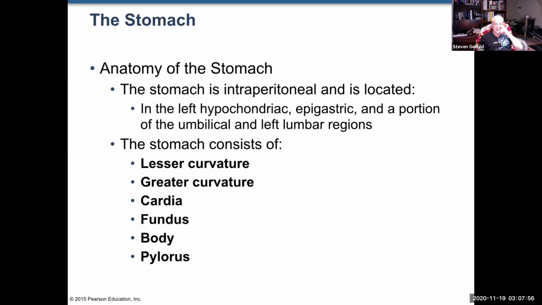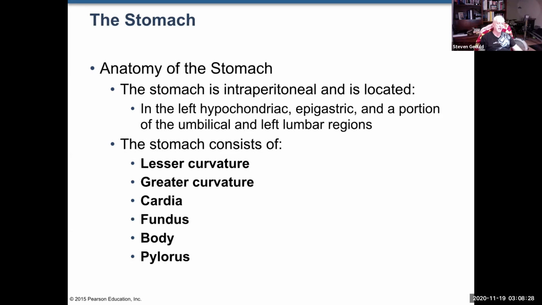The stomach is intraperitoneal. It's part of the peritoneal system. It's in the left hypochondriac, epigastric, and a portion of the umbilical and left lumbar regions. When you look at the quadrants, the anterior section broken up, those are the sections the stomach occupies. And that's important in an ER with gunshot wounds or stabbing wounds. You know which region the entry wound is in, so you know what damage could be occurring underneath it.